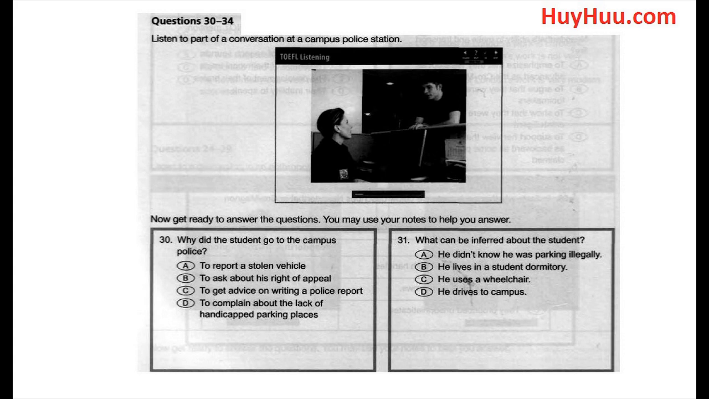Now get ready to answer the questions. You may use your notes to help you answer. 30. Why did the student go to the campus police? 31. What can be inferred about the student?